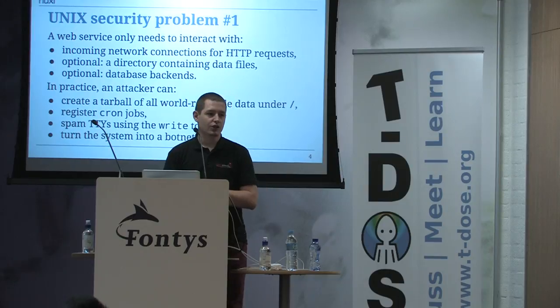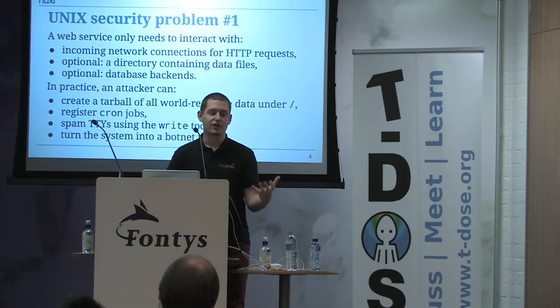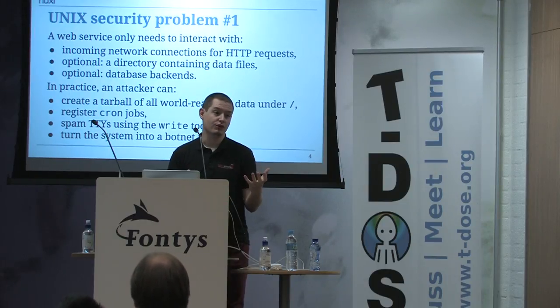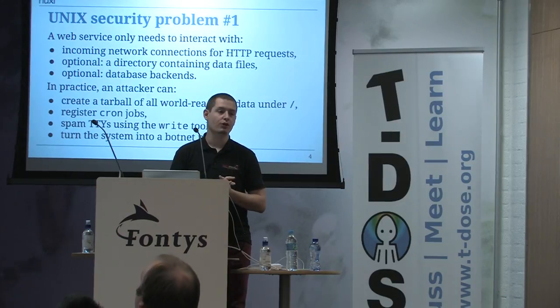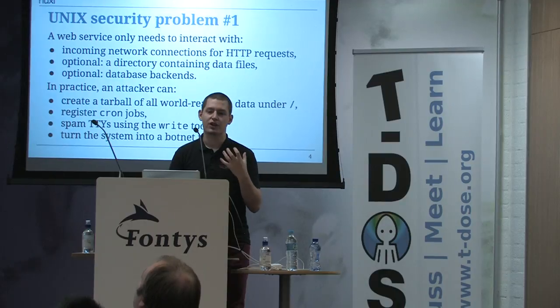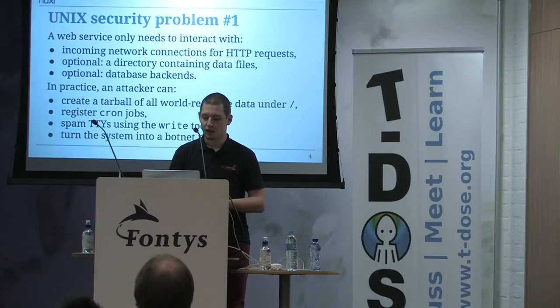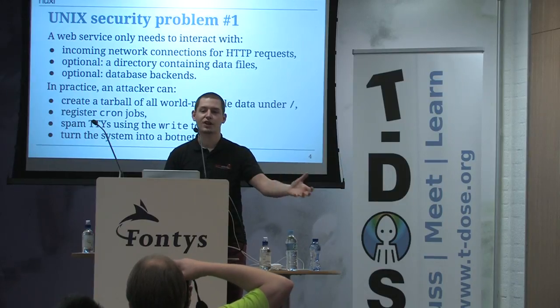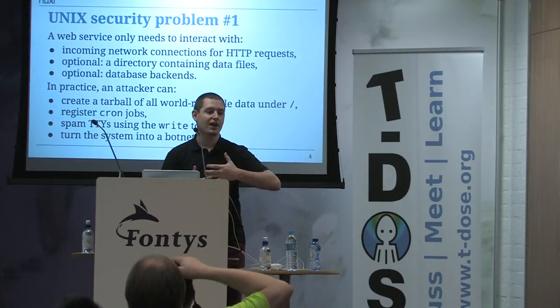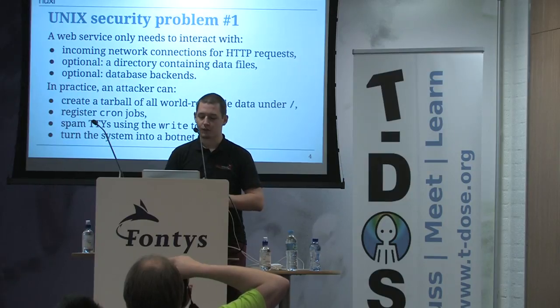So if you look at a Unix system on which you want to run a web service, it's a fairly common use case. What you have is that a web server only needs to do a very small number of things to actually have meaning, and first of all, it needs to deal with incoming HTTP requests. It receives GET requests, handles them, and then serves the responses over the network.